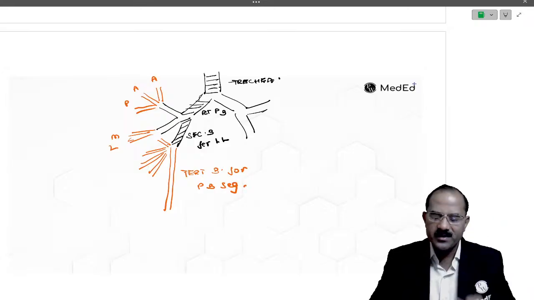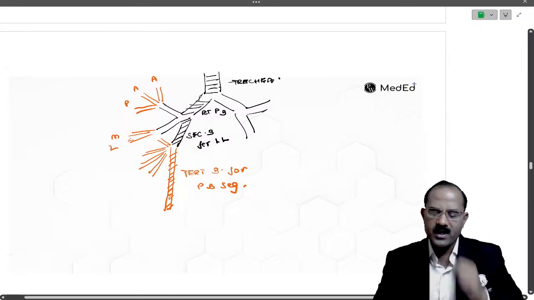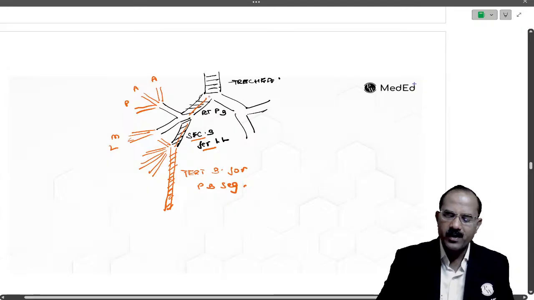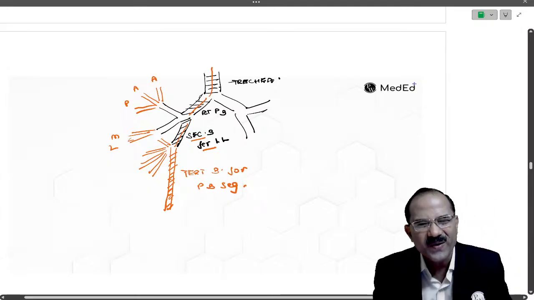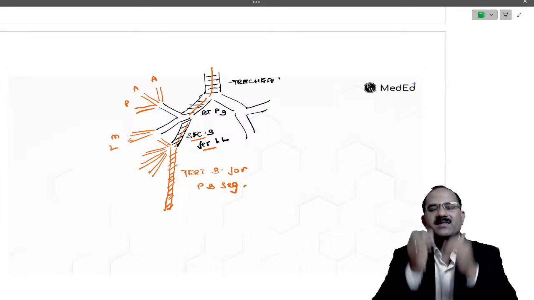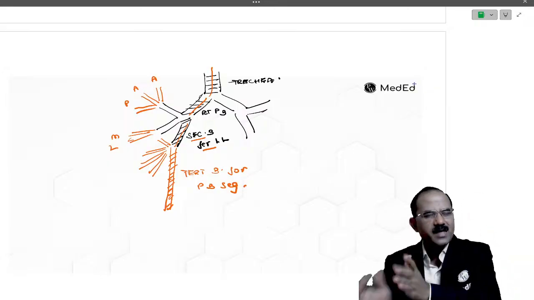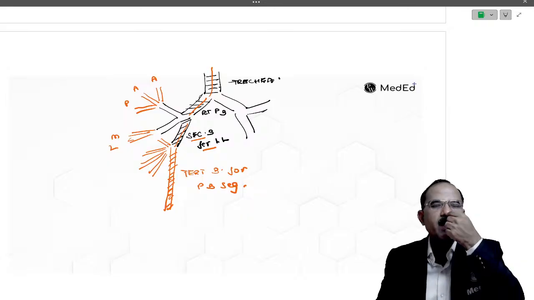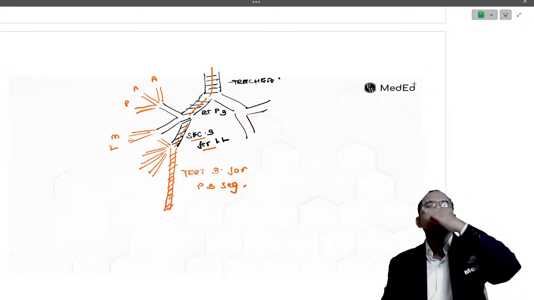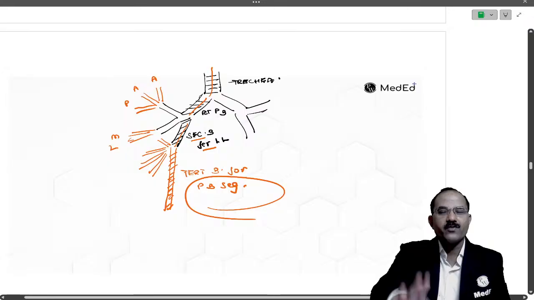What I want you to understand is that the tertiary bronchus for the posterior basal segment is a direct continuation of the secondary bronchus for the lower lobe, which is a direct continuation of the right primary bronchus, which is a direct continuation of the trachea. Clear? That means trachea continues as the right primary bronchus, further continues as the secondary bronchus for the lower lobe, further continues as the tertiary bronchus for the posterior basal segment. And that is why when a child puts a foreign body in the nose, the foreign body directly goes to the posterior basal segment of the right lung.